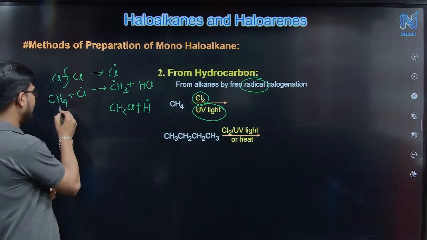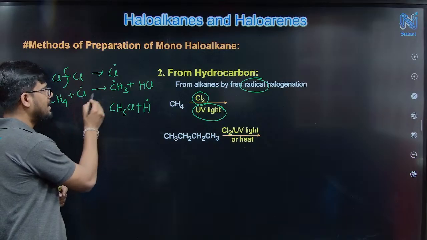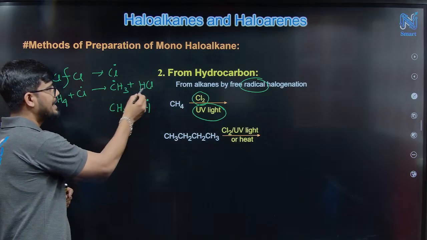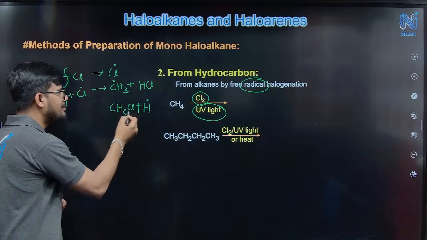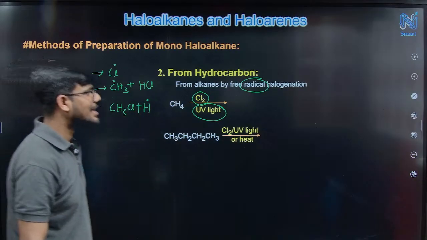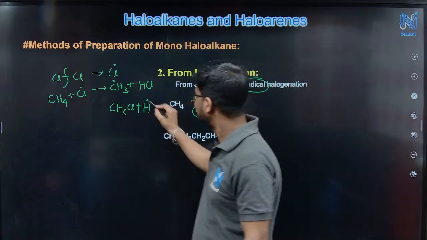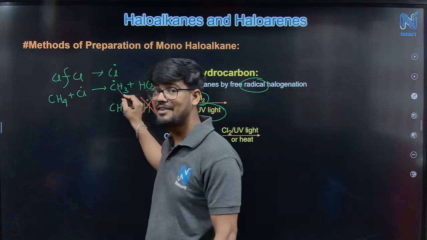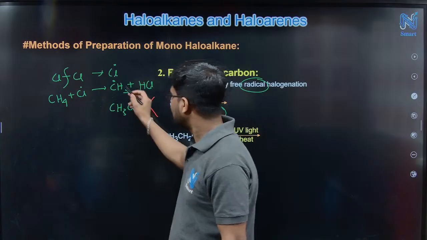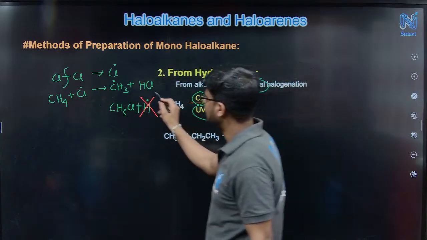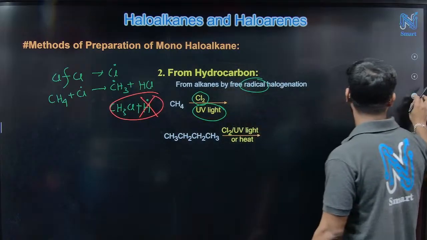Just see, here we have CH4 and chlorine radical. We are writing CH3 radical plus HCl. Why can't we write methyl halide plus H dot? The reason is that hydrogen radical is not that stable. This is not stable, but methyl radical is stable. So that process we will ignore, and we will follow this one.